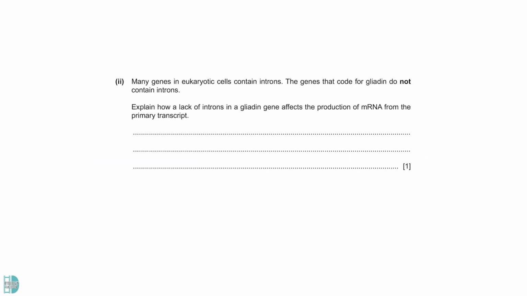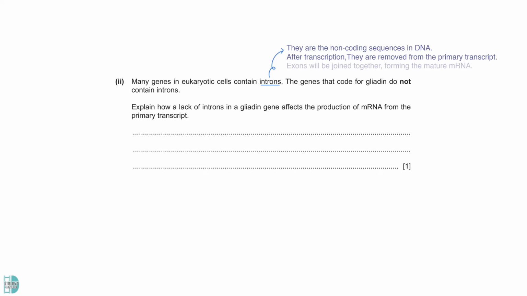Part 2 states that the genes that code for gliadin do not contain introns. You are asked to explain how this affects the production of mRNA from the primary transcript. To answer this question, you must know what introns are. They are the non-coding sequences in DNA. After transcription, introns are removed from the primary transcript. The coding parts called exons will be joined together, forming the mature mRNA.